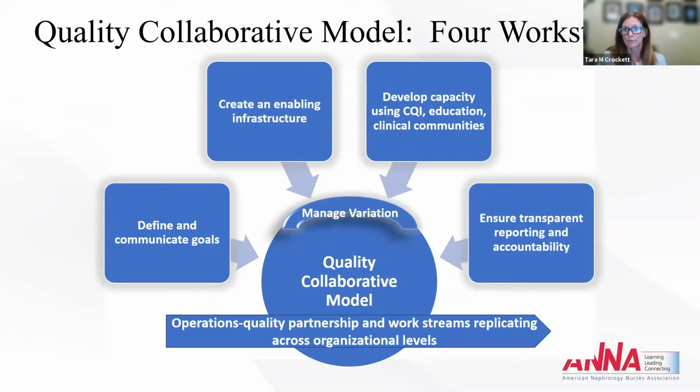creating and enabling infrastructure, engaging frontline clinicians, and creating clinical communities to support peer and organizational learning, and establish transparent reporting and ensure accountability. So the foundation of the QCM consists of operations, quality partnerships, and work streams replicating across organizational levels. Through this partnership, an infrastructure is formed that enables identification and management of variation. We've seen that a couple of times already. Convening teams to problem solve together. And lastly, transparent reporting and accountability.